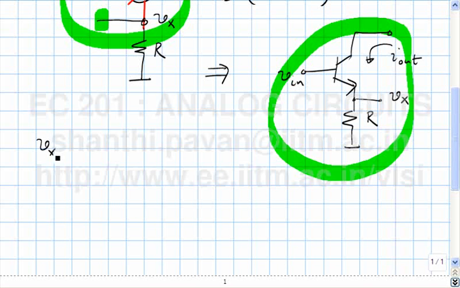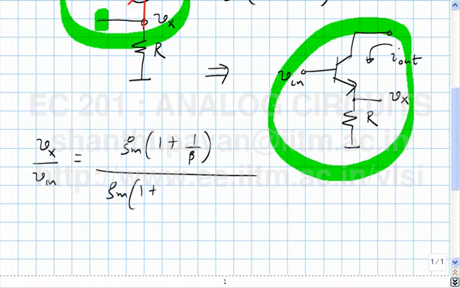What is Vx by Vn? Look back and tell me. When you have finite GM and finite beta, what is Vx in terms of Vn? GM into 1 plus 1 by beta divided by GM into 1 by 1 plus beta plus 1 over R. 1 over R must replace 1 over RL which we had yesterday.